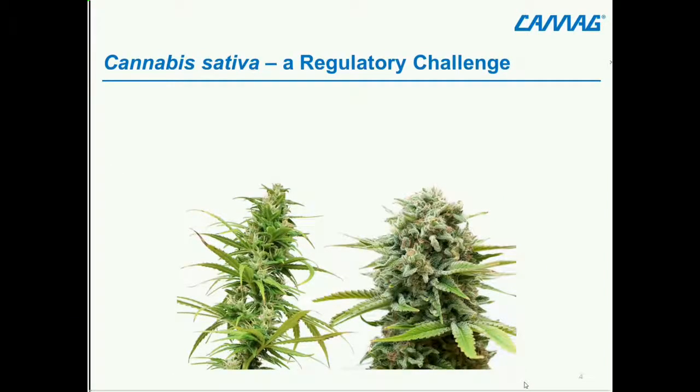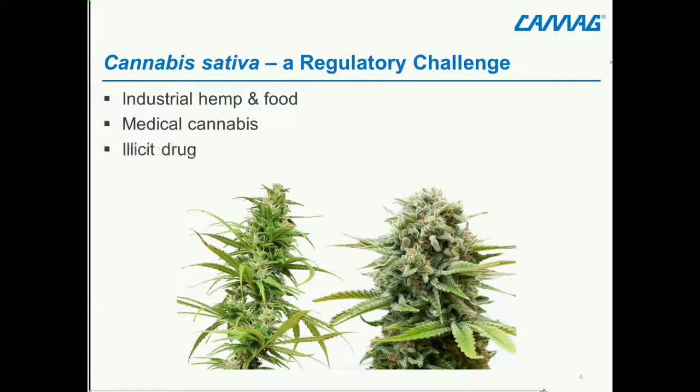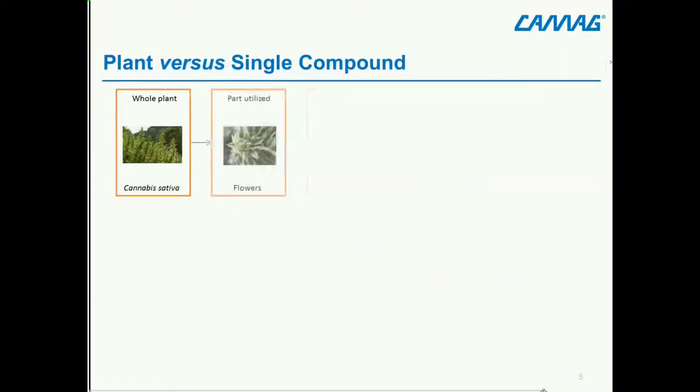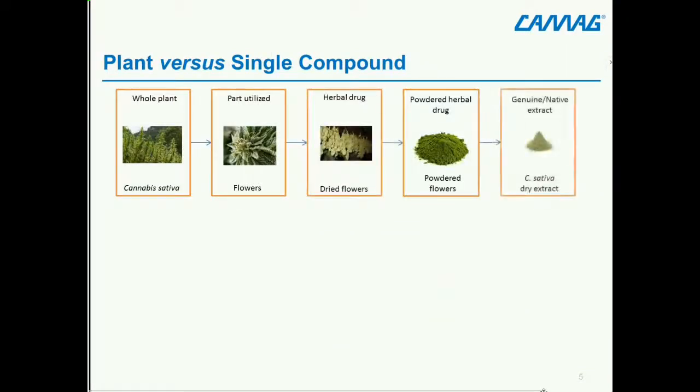For cannabis, there are different classes depending on the use. We have the industrial hemp that is used for textiles, for food industry. We have the medical cannabis, and we have the illicit drug. Then we have different analytical tasks depending on if we want to analyze different plant materials or finished products or follow the different process steps.